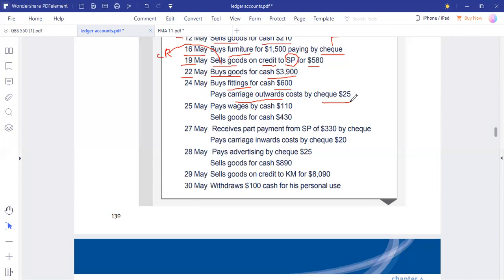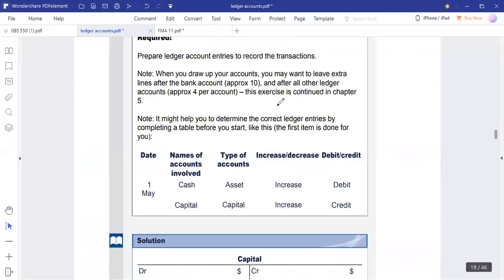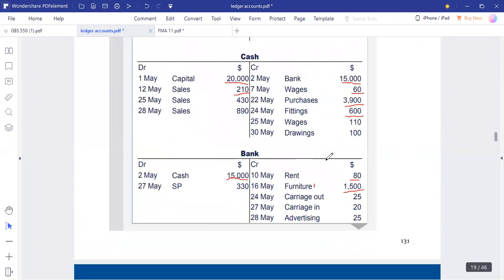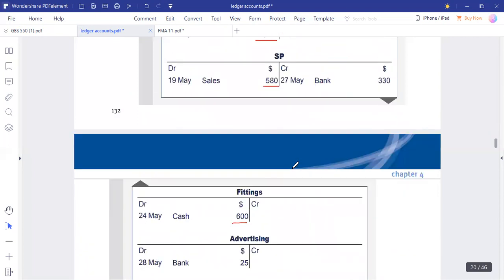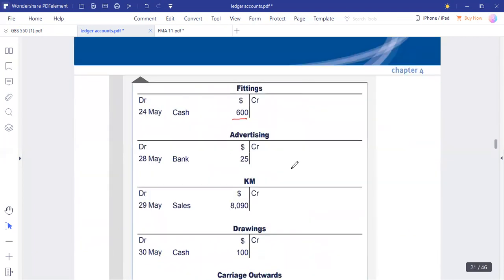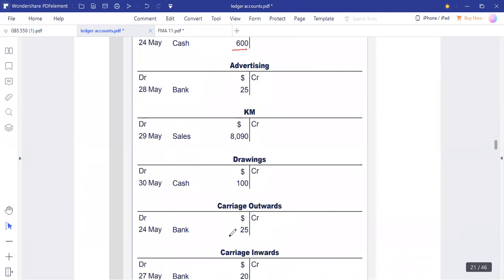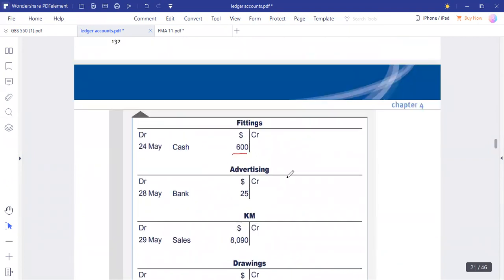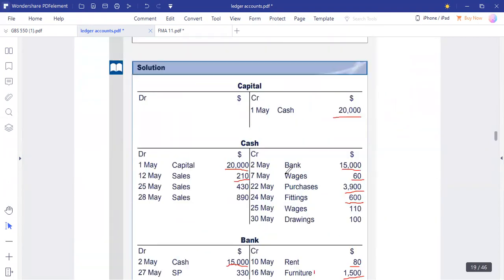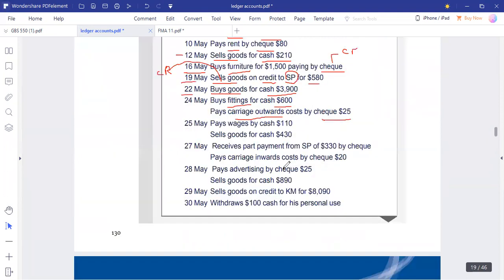Is going to be credited. Then this is an expense, we're going to debit carriage outwards. So when we go to bank, 25, carriage outwards. Then carriage outwards, we're going to debit bank 25. Then we go quickly to the next transaction, which is paid wages by cash 110 and sold goods by cash 430.